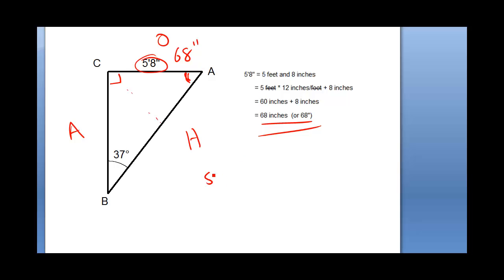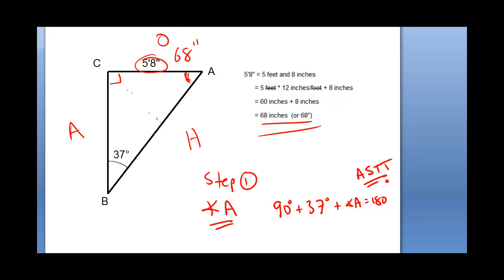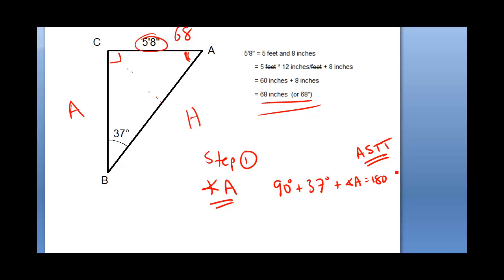So step 1, angle A. Okay. You could label it as angle BAC if you wanted to, but angle A is good enough. And we know that 90 degrees plus 37 degrees plus angle A equals 180 degrees. And they're going to list in most of them ASTT. It means angle sum of a triangle theorem. It just means if you add all the angles together, you get 180.